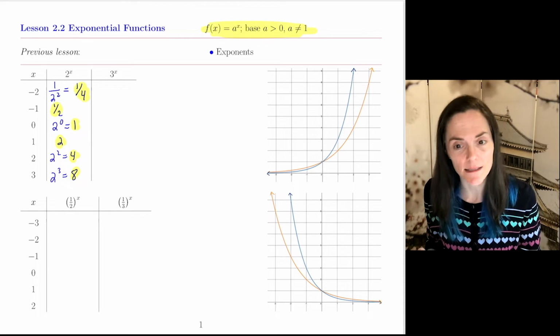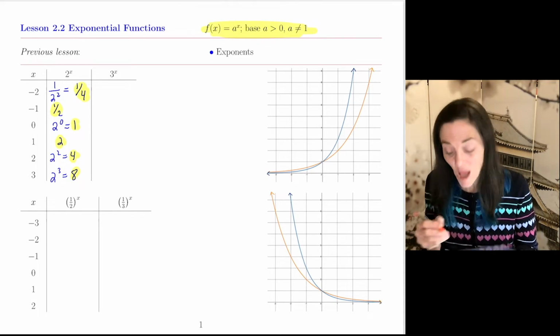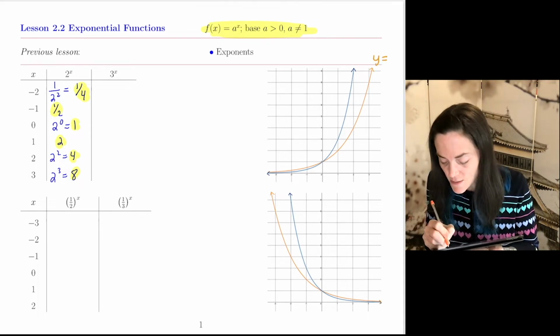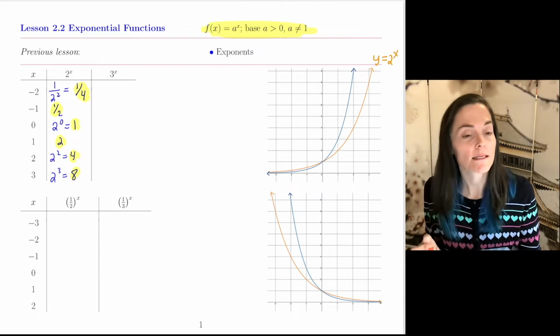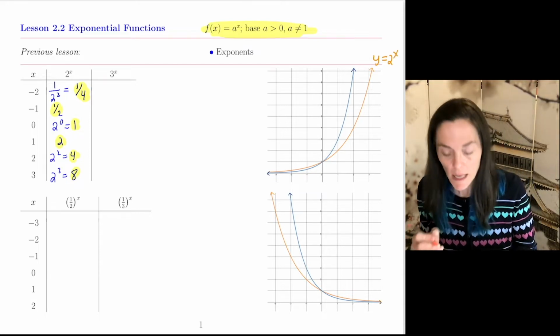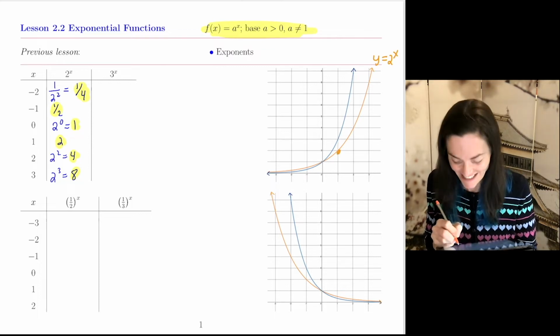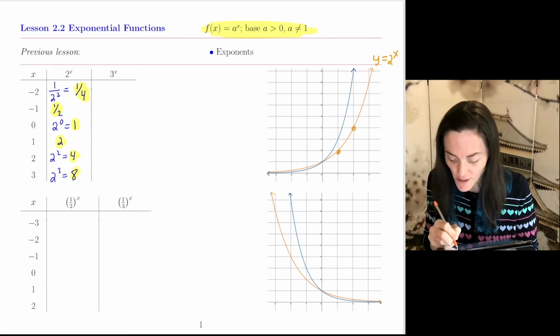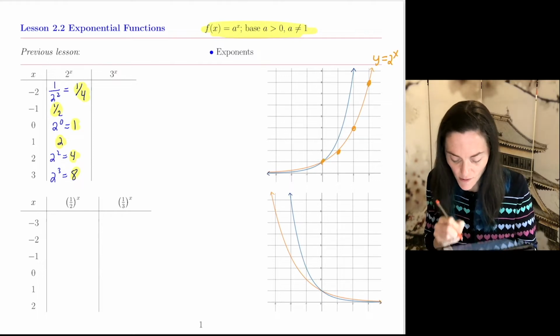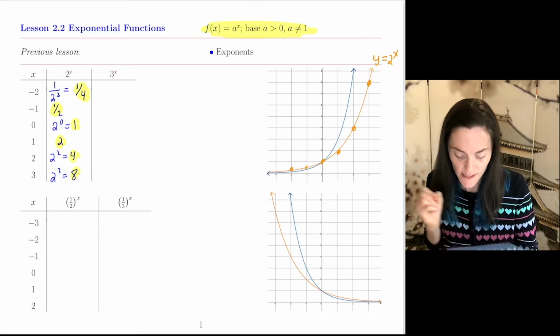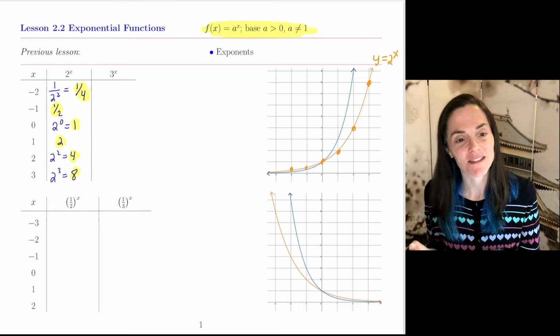And we should see these on the graph. Well, this orange graph is 2 to the x. We can see it just based on what we've evaluated, because here, this point is the point (1, 2). We have the point (2, 4). We have the point (3, 8), (0, 1), and then we also calculated these two. So this is the graph of 2 to the x.